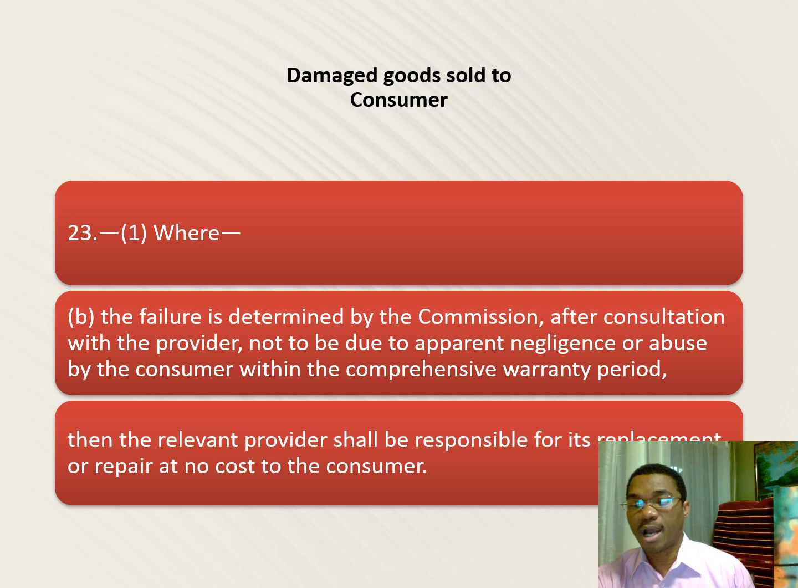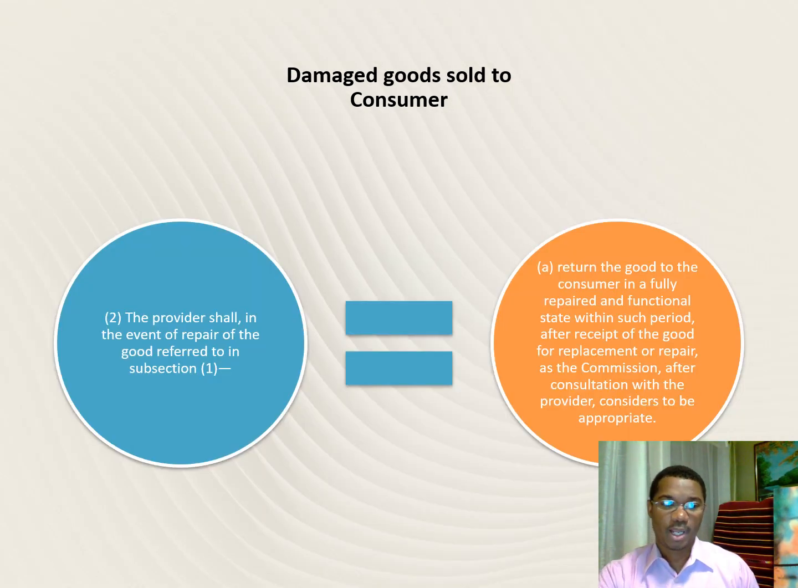And again, recognize the investigative role of the Consumer Affairs Commission, because it says after consultation with the provider. So it therefore means that the consumer complains to the commission, then the commission goes to the service provider or the goods provider and makes an inquiry or investigation. And if they determine that the complaint of the consumer is just and it is within the comprehensive warranty period, then the provider will be able to pay.